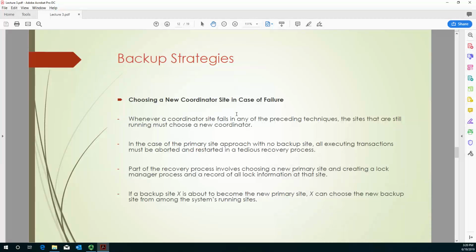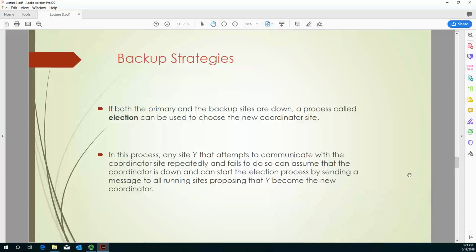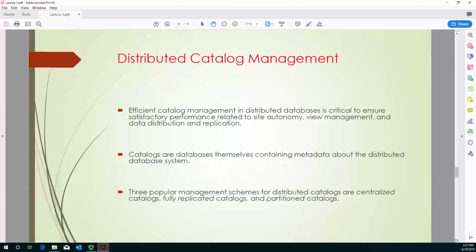And that is decided by the coordinator, where the coordinator decides if this site goes down, then this backup site becomes the primary site, and so on and so forth. So election process, I'm going to skip these because it's not important for you guys.